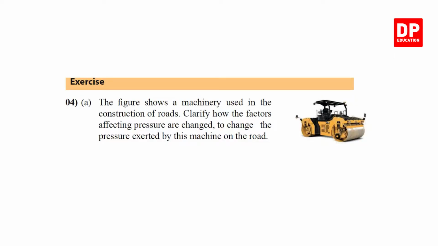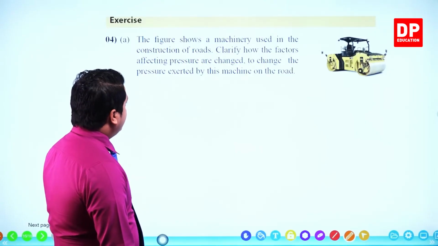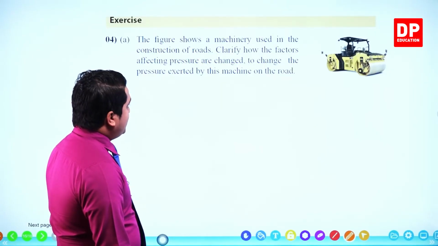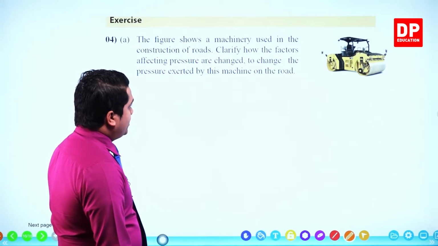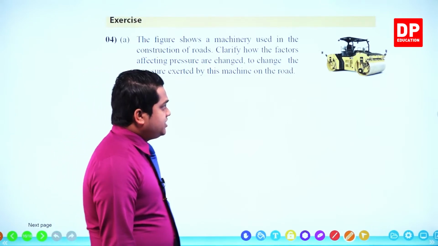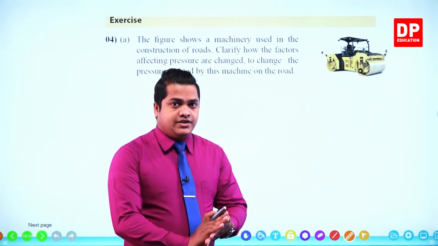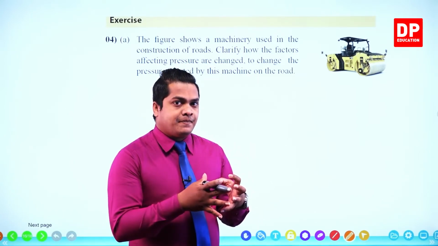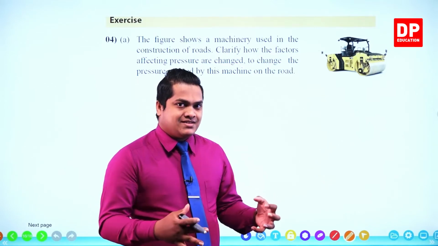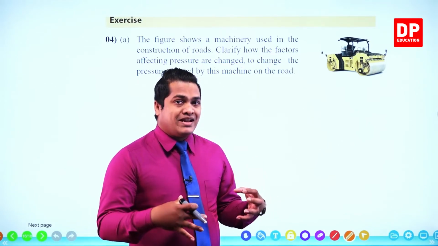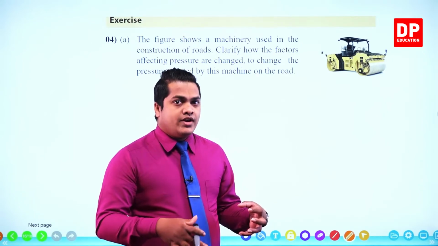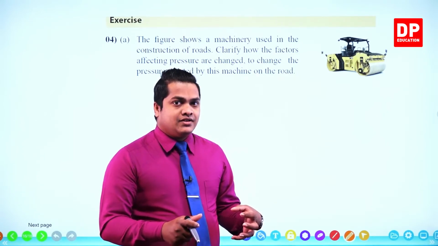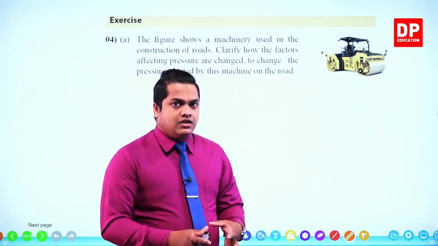Right then, the figure shows a machinery used in the construction of roads. Clarify how the factors affecting the pressure are changed to change the pressure exerted by this machine on the road. So this machine, we came across earlier. I told you that it has a very large surface area. It helps to press the road and to tighten the road very well.